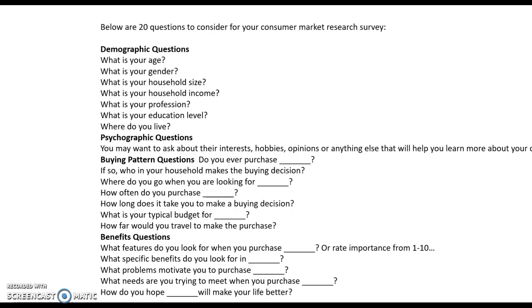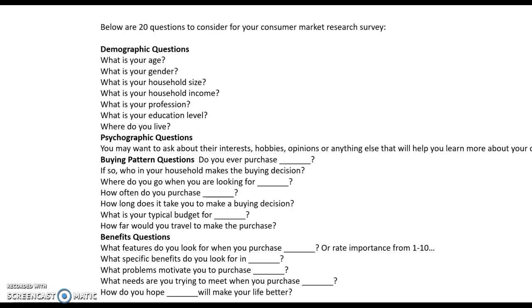Okay. And then benefits questions. What features do you look for? Or you could have them rate the importance, from it's usually 1 to 5 these days is the scale we use. What's the importance of shiny hair? What's the importance of price? And then you can have some of those types of rating questions. Then some you're going to have what are called open-ended questions, where, what benefits do you look for in shampoo? And then they're going to talk a little bit, and you're going to write it down.